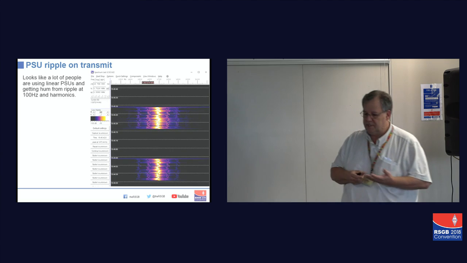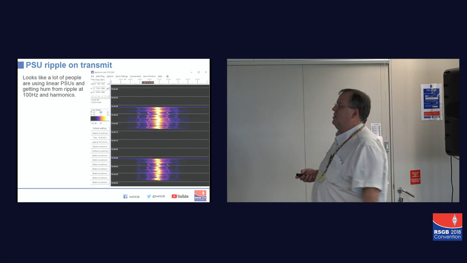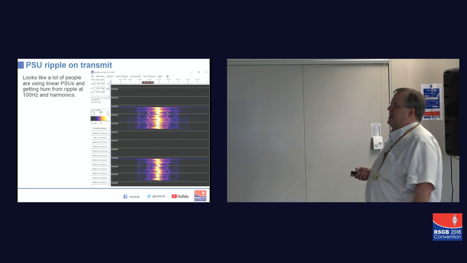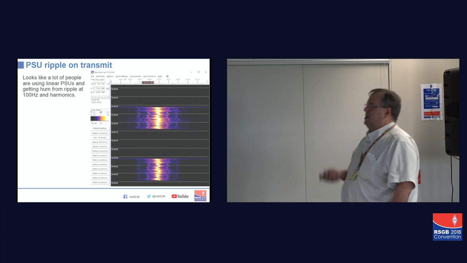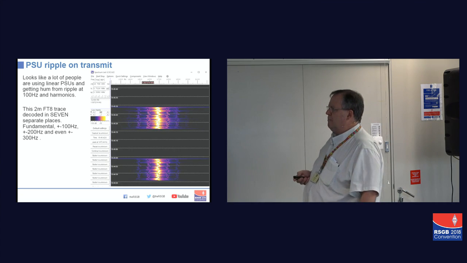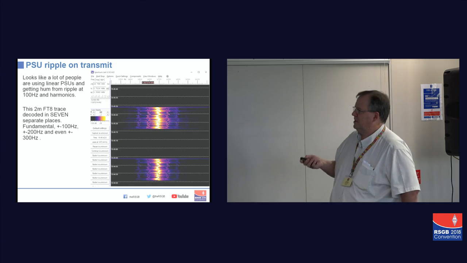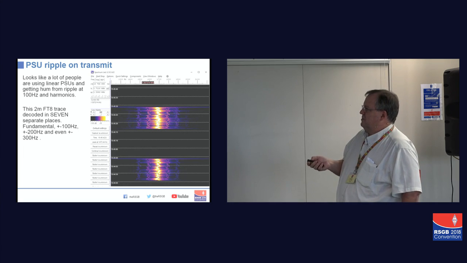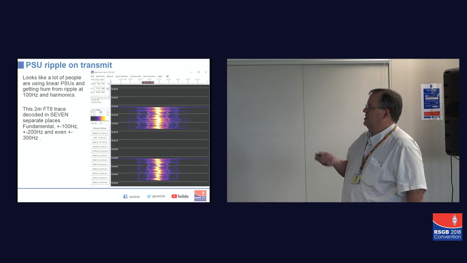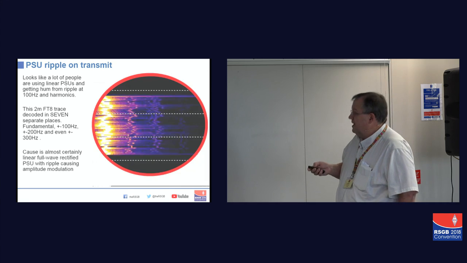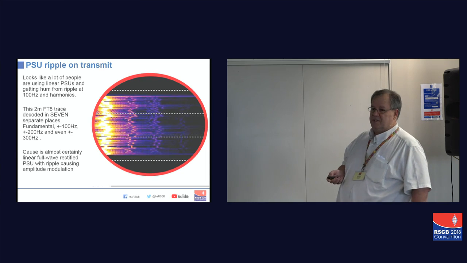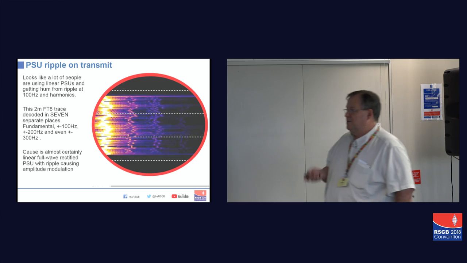A lot of people using linear power supplies, and there's hum and ripple. There is a bit of hum coming out there. That causes amplitude modulation, and so you're getting some harmonics. The FT8 trace there, which I'm not going to let on who it was, but he's got the fundamental, he's got plus or minus 100, plus or minus 200, and actually somewhere in there, he's even got a little bit of plus or minus 300, and all of that decoded, so he came in 7 places. So just watch that ripple.